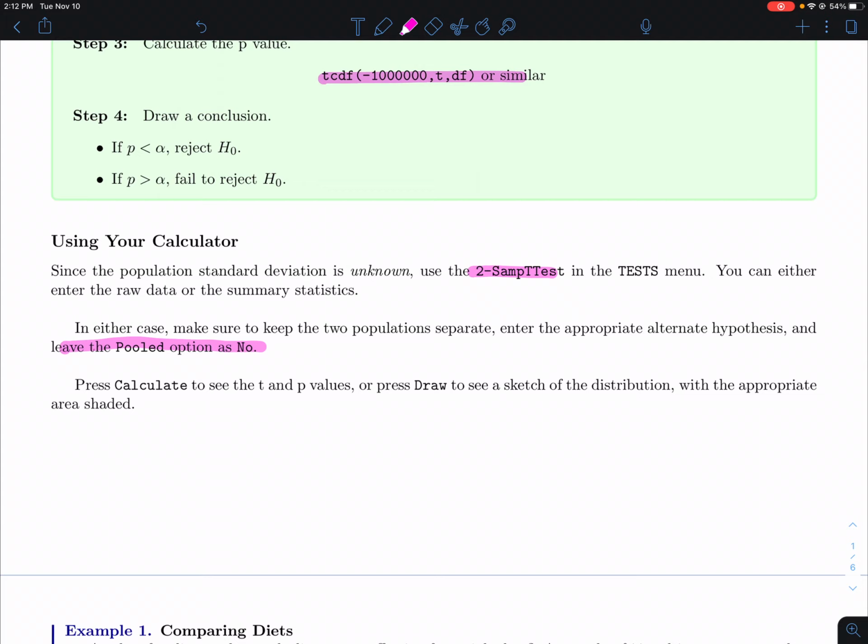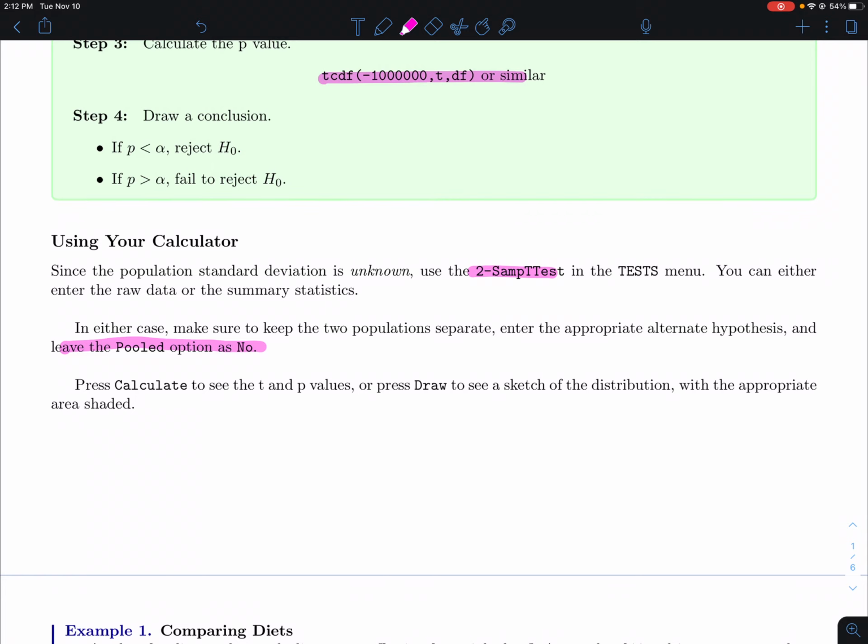In this section, when we're talking about the mean, we always want to leave pooled as no. We don't want to pool it together and make it into a single type of data. We want to leave the data that gives us our mu1 separate from the data that gives us our mu2. So always leave pooled as no. Then once you hit calculate, you'll see the t value, the p value, and all that stuff. We won't necessarily have to go through the long formulas to find it.